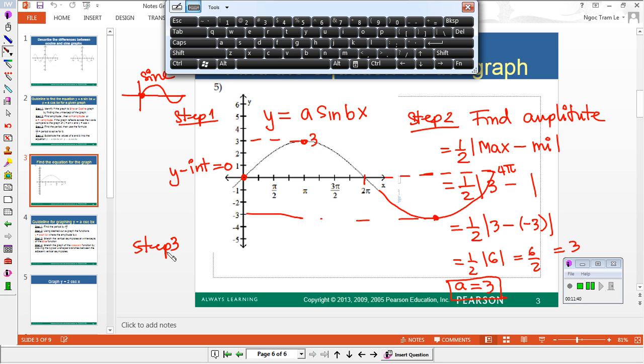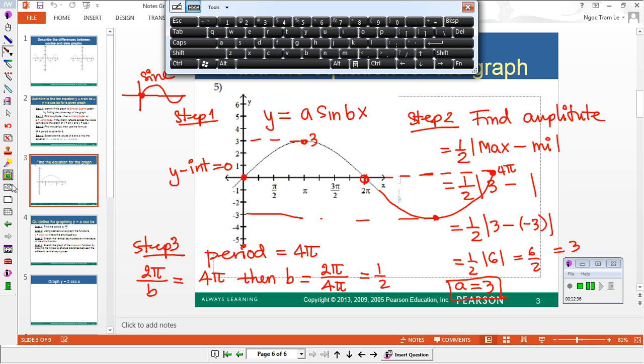Okay, so we're done with step 2. Now let's move on to step 3. In step 3, you are going to find the period. The period is 4 pi, because you can see right here the complete pattern, 1, 2, 3, 4. This is one complete pattern of your y value, so it is 4 pi. Now you are using the formula 2 pi over b equal 4 pi, and you solve for b. So b equal 2 pi divided by 4 pi. Cancel the pi, so you have 2 over 4, so b equal 1/2.